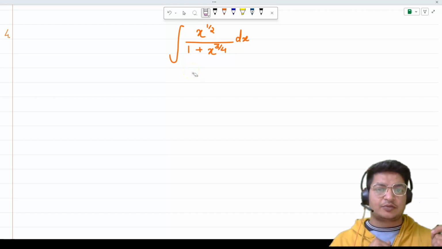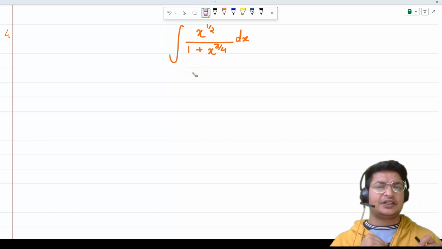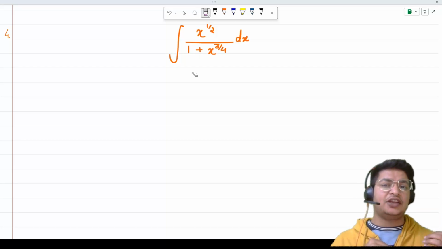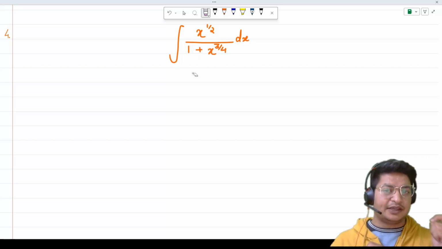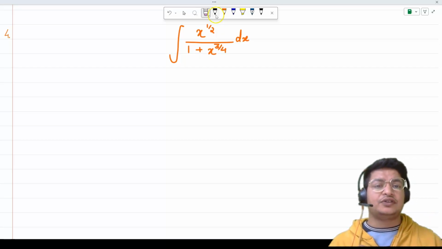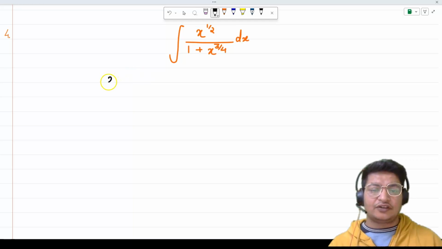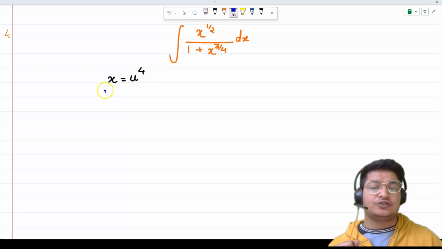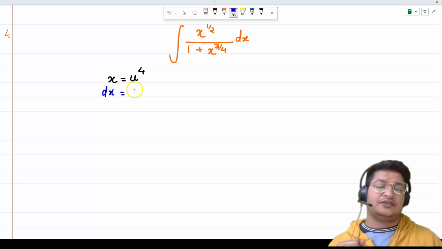Whenever you are having such kind of problem where we have to integrate x to the power 1 by 2 in the numerator, and in the denominator it is written 1 plus x to the power 3 by 4, what we will do here is take x equal to u to the power 4. Once you take this, it's better to find dx.